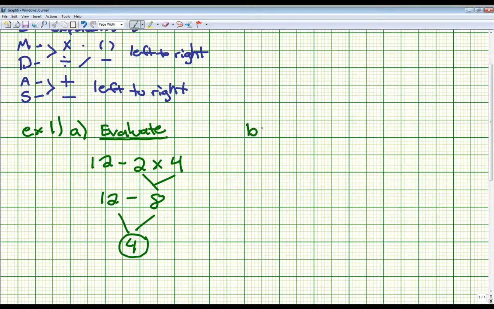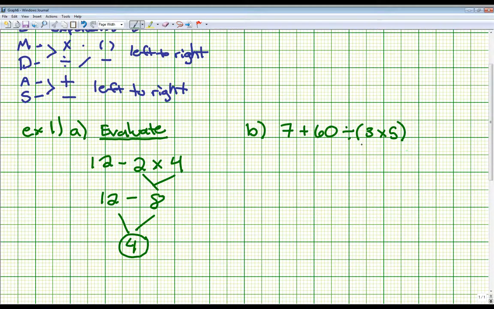Our next one also says evaluate. The question is 7 plus 60 divided by, and then parentheses around 3 times 5.